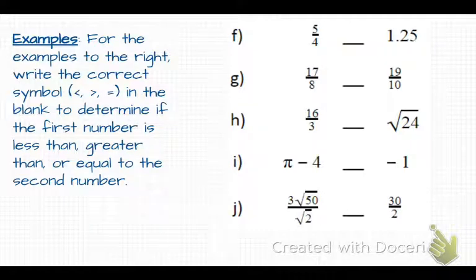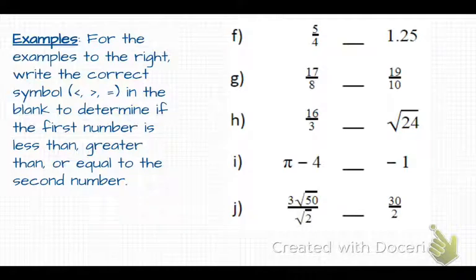Okay, for F, I have 5/4 and 1.25. How do I know they're equal? Because if you put 5/4 in a decimal, it would be 1.25. Right, and if you forget what that decimal value is, if I see a denominator of 4, yesterday I said I think of money, I think of quarters. So if I have 5 quarters, how much money do I have?